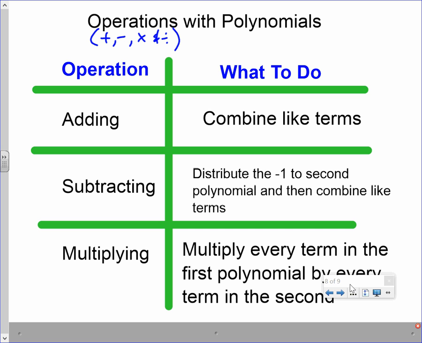How do you add polynomials? Well, you combine like terms. That's what to do. Subtract polynomials? Well, distribute the -1 to the second polynomial and then combine like terms. And how do you multiply polynomials? Multiply every term in the first polynomial by every term in the second. And you're done, hon. Go ahead and take some time to copy that down.